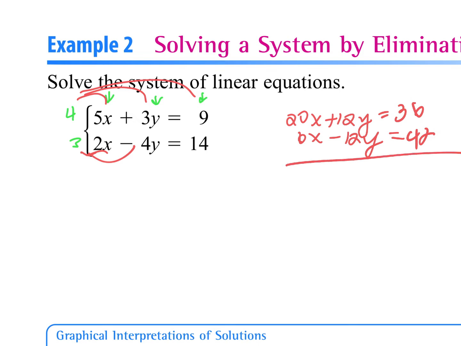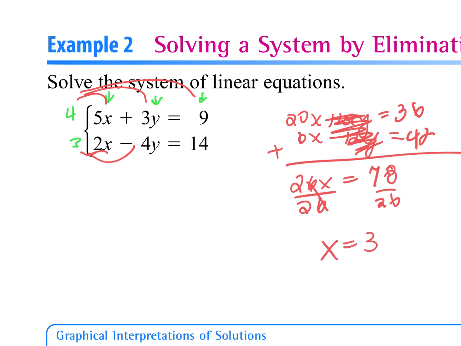So now I see that I can cancel out my y's. So I'm going to just combine. I'm going to add down. 20 plus 6 is 26x. Positive 12 and negative 12 cancel out. And then I have equals 36 and 42 gives me 78. So now we get x by itself. I'm going to divide both sides by 26, and I get x equals 3.